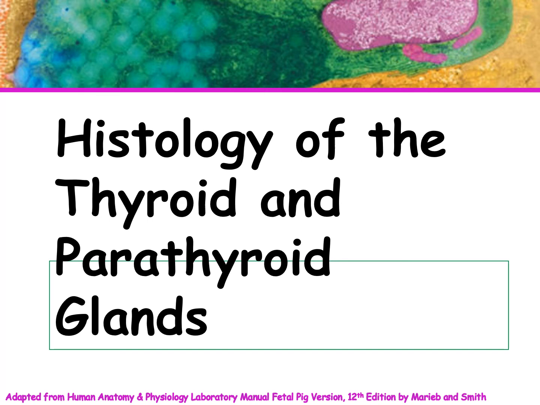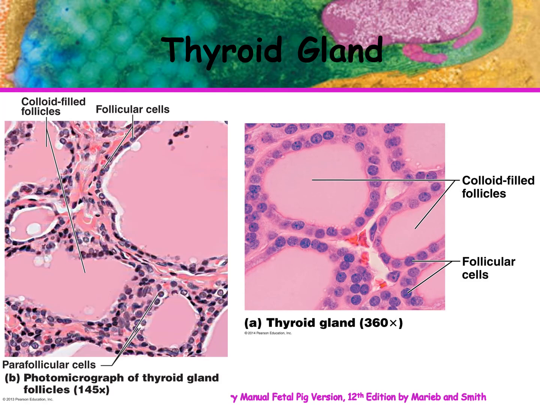Now we'll look at the histology of the thyroid and parathyroid glands. So when we consider the thyroid gland, we need to know that when the thyroid hormones T3 and T4 are produced, they are secreted and they stay inside the center of the follicle, and the center of the follicle contains colloid. Within the colloid, we have T3 and T4, and they are bound to a protein known as thyroglobulin.